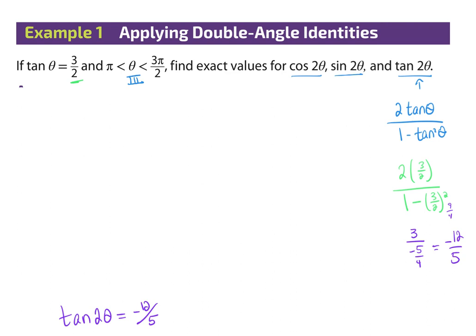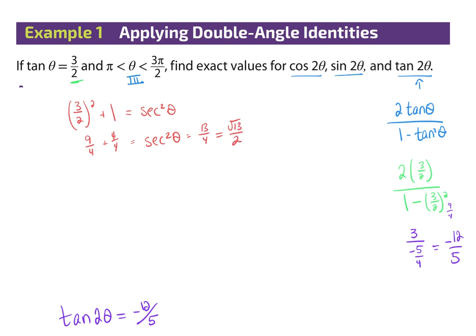So if I have tangent and I need to find the sine and the cosine, I am going to use tangent squared plus 1 equals secant squared. And so I'm going to say tangent squared plus 1 equals my secant squared. All right. So again, I have 9/4 plus 4/4 equals my secant squared. My secant squared is going to be 13 over 4, which means my secant is going to be square root of 13 over 2. I happen to know this is negative.